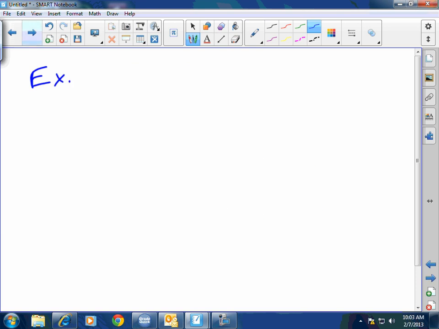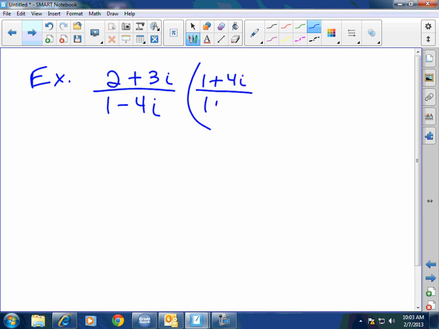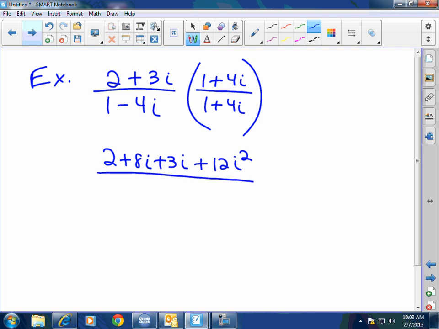What if I gave you something like this? 2 plus 3i over 1 minus 4i. Well, we're still going to have to rationalize, but this time I have a complex number in the denominator, so I need the complex conjugate. So I'm going to multiply both top and bottom by 1 plus 4i. Distribute. 2 times 1 is 2 plus 8i plus 3i plus 12i squared over 1 plus 4i minus 4i.